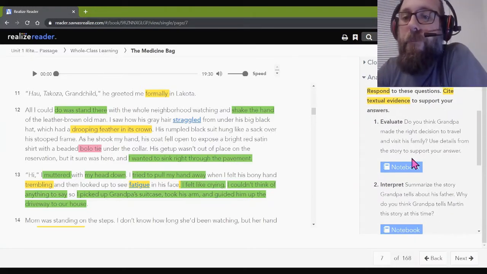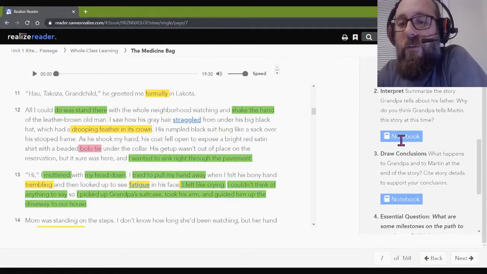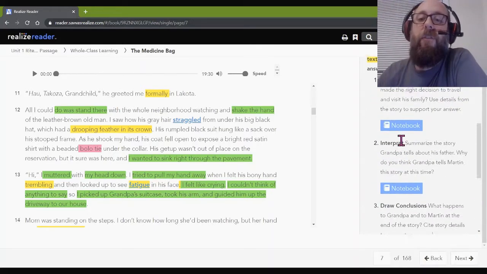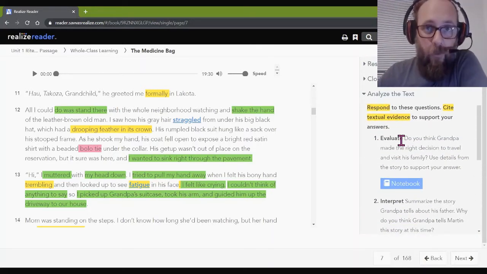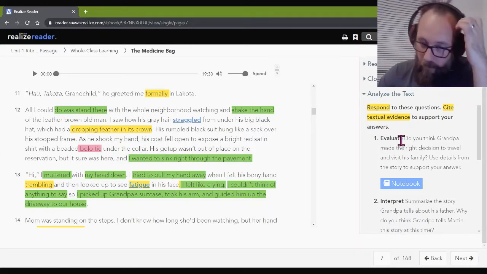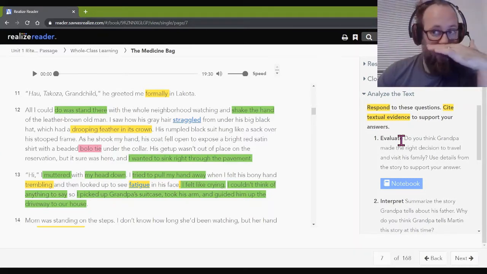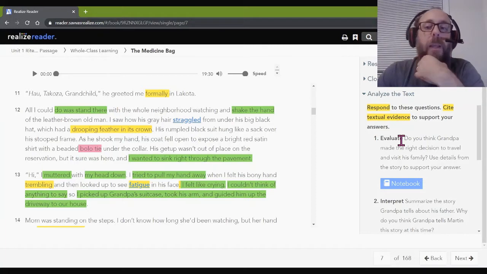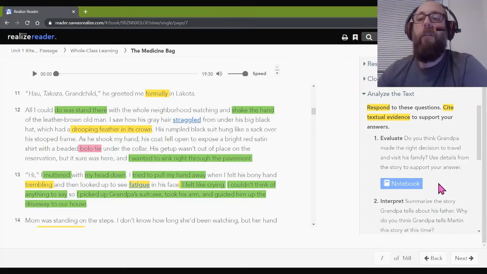Let's look. 1, 2, 3, 4 questions. What, Mr. Farber? Only 4 questions today? I know. But it is going to be a little bit of work. We need to cite evidence. Let's look at the first one. First one is evaluate. Do you think Grandpa made the right decision to travel and visit his family? Use details from the story to support your answer.